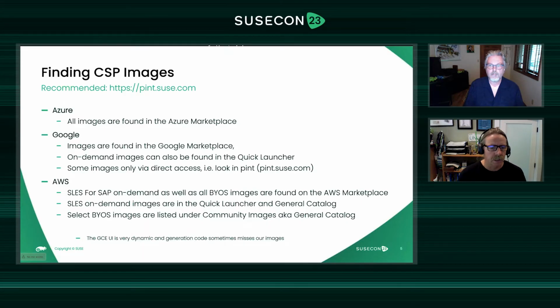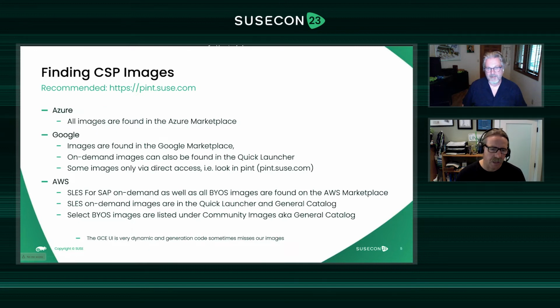And then in Amazon, so in AWS, the listings for SAP images that are on demand, as well as all our BYOS images, are found in the AWS Marketplace. SLES on-demand images are in the Quick Launcher and in the General Catalog, and some select BYOS images are listed in the Community Images, also known as the General Catalog.